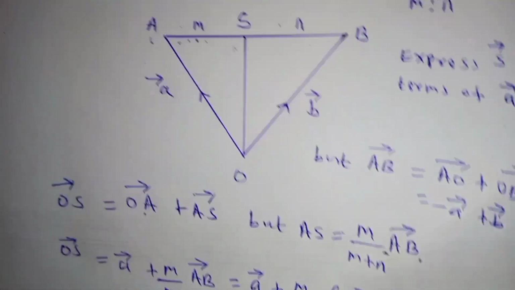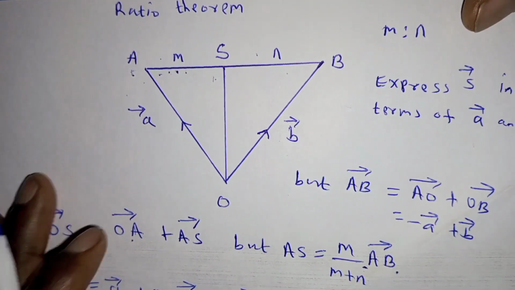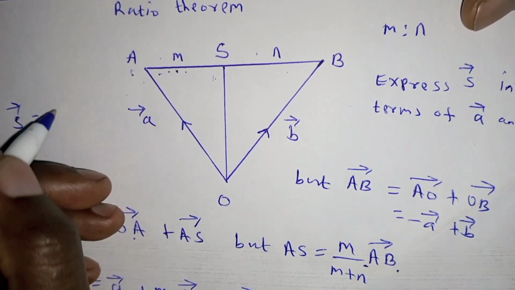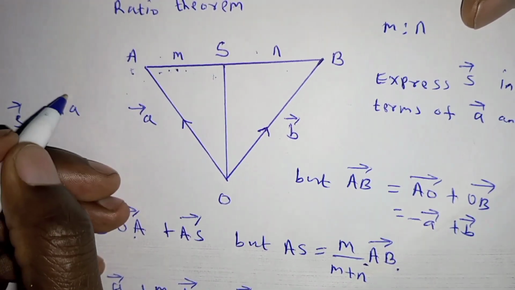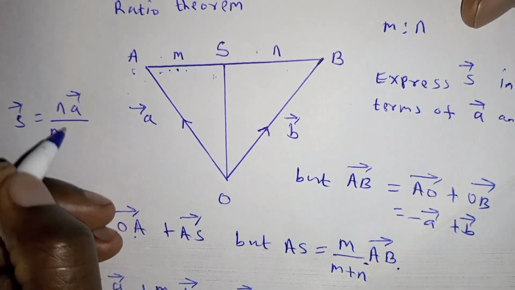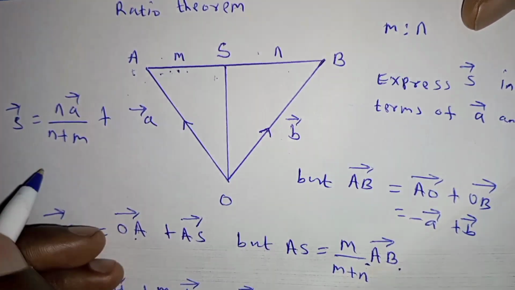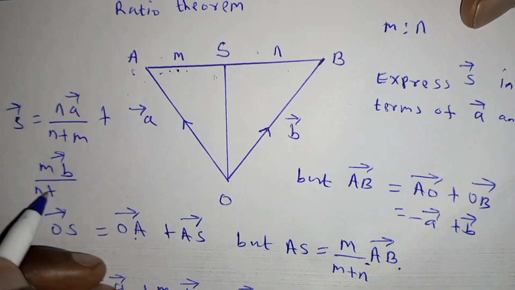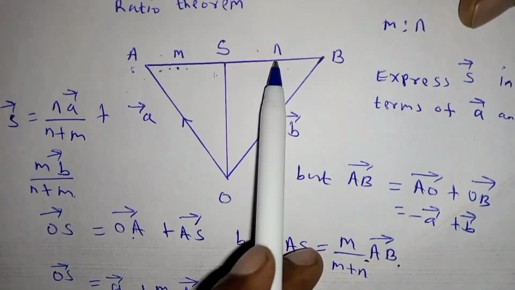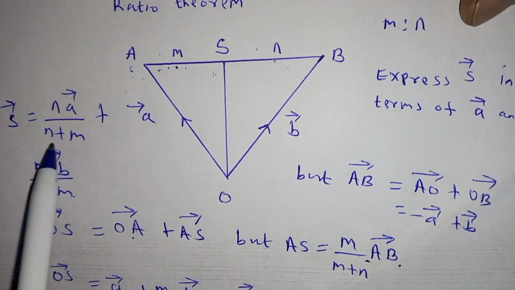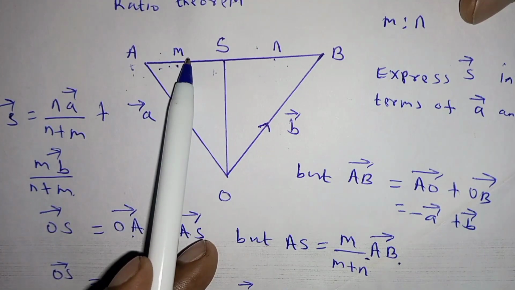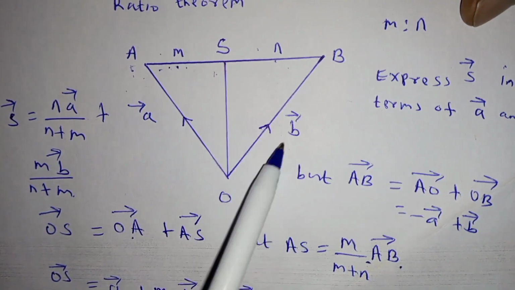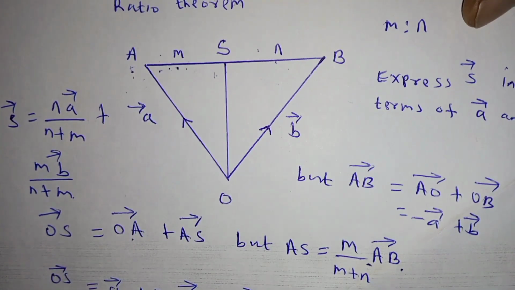So basically, from this diagram, simply to get S using the ratio theorem, it is simple. You take n of vector A, you divide by n plus m, plus, in this diagram, m of vector B, you divide by n plus m. So you take the opposite: n of vector A, n over the total, that is n over n plus m of vector A, then plus m of vector B over m plus n. That is what is called the ratio theorem.